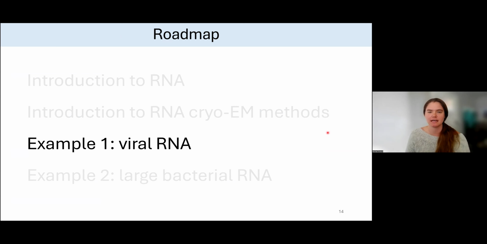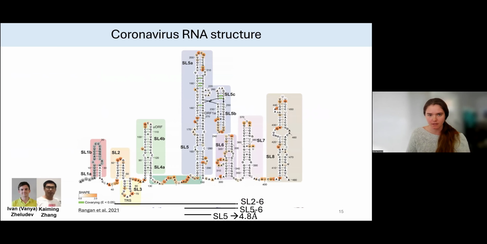All right, so let's head to the first example, which is a viral RNA. So this story started at the beginning of the coronavirus pandemic, where very early on in the pandemic, we knew the genomic sequence of SARS-CoV-2, right? So we knew that first stage of RNA structure. Very quickly, we were able to predict and then experimentally validate the secondary structure of SARS-CoV-2, so the base pairing pattern of the whole genome.